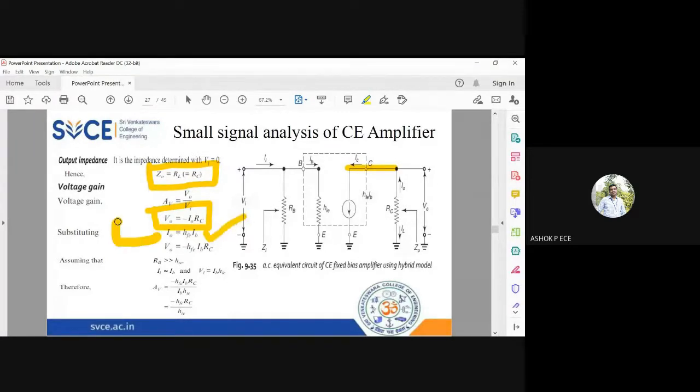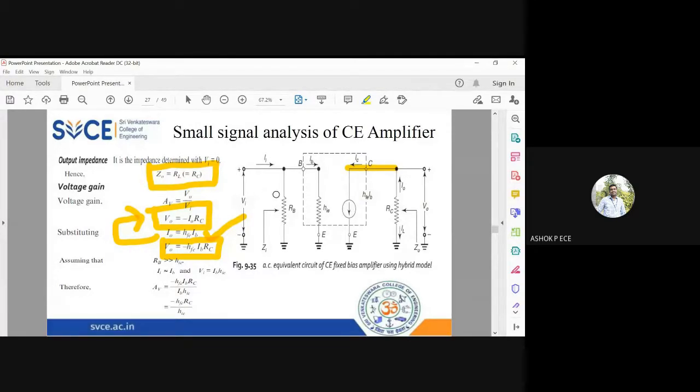So substitute this in this, you get V naught equal to minus HFE IB into RC. So now I got the output voltage. See, the expression for voltage gain is AV equal to V naught by Vi. I got the expression for output voltage. Now I want the expression for input voltage. So I want what Vi is equal to.